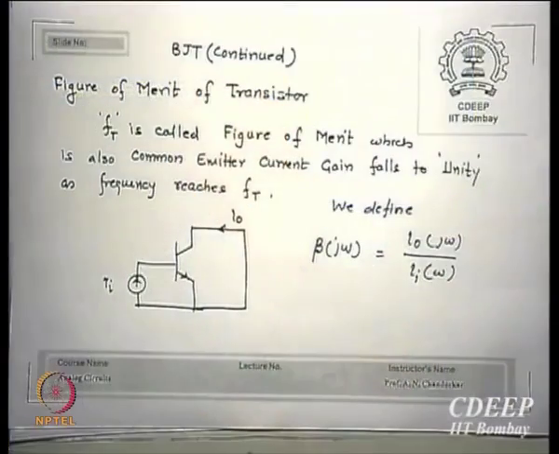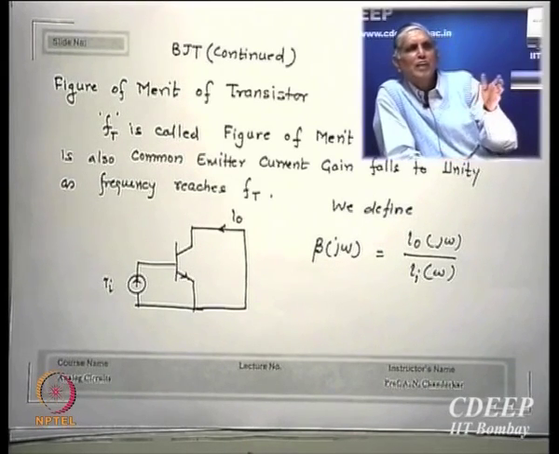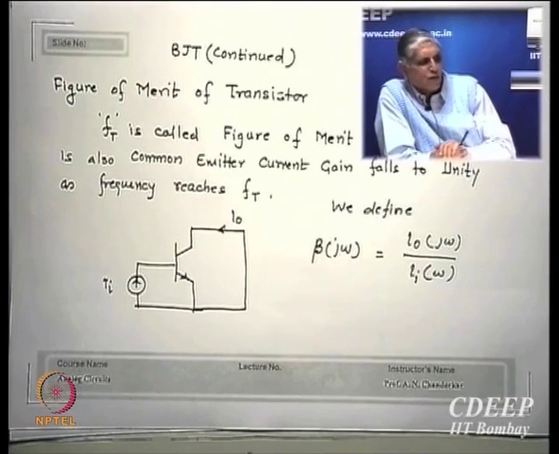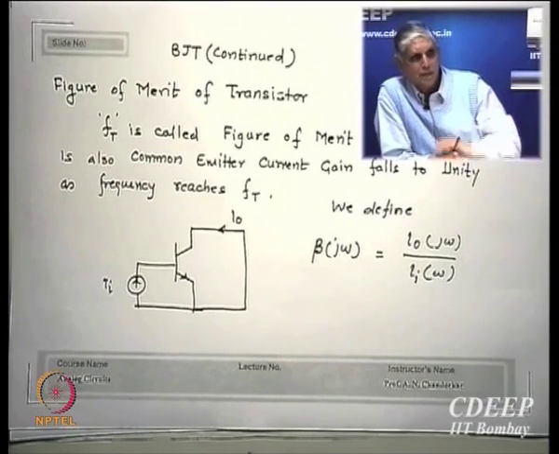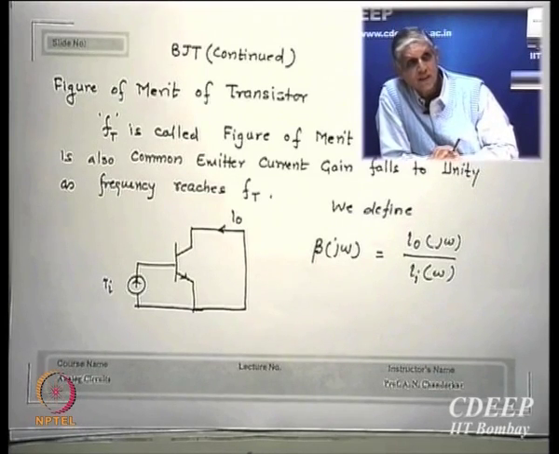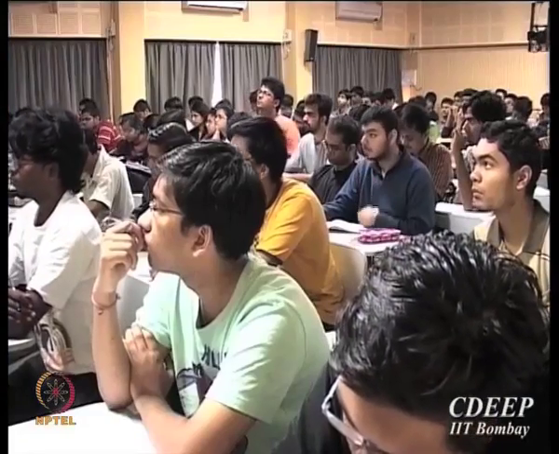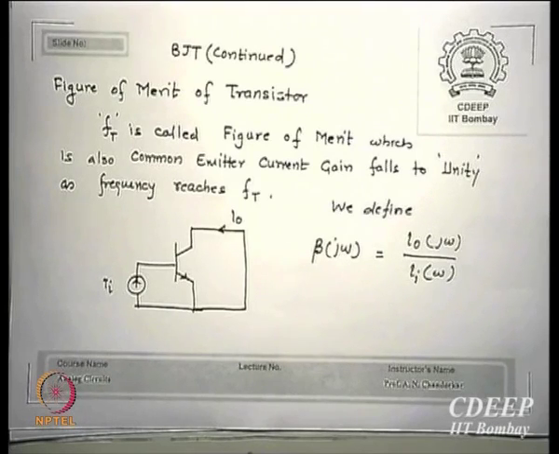Now, what is the definition for it? It is defined as the common emitter current gain when it falls to unity. Is that point clear? FT means I am varying the frequency for this kind of circuit, and I want to find at what value the beta, which is collector current by the base current, falls to what value? Unity. Why do we want to find this value? Why is it called figure of merit? Beyond this FT, what will happen? IC by IB will be less than 1. So, no gain. Why would we build an amplifier which has no gain? So, that is the maximum frequency of operation which you can use in a circuit.